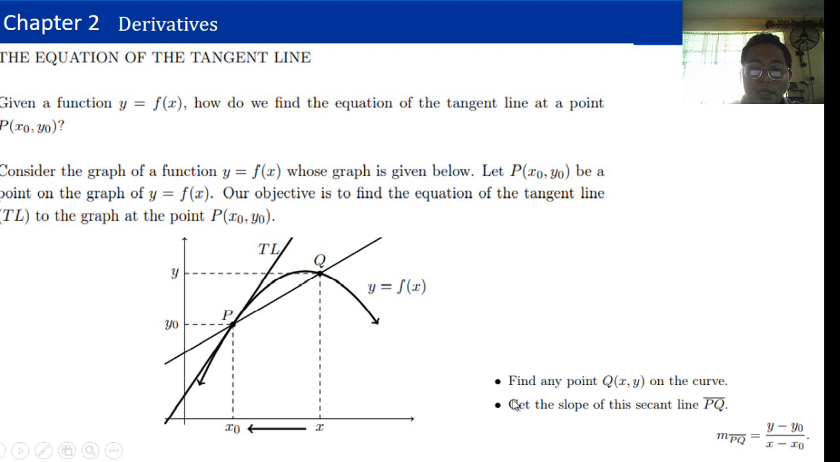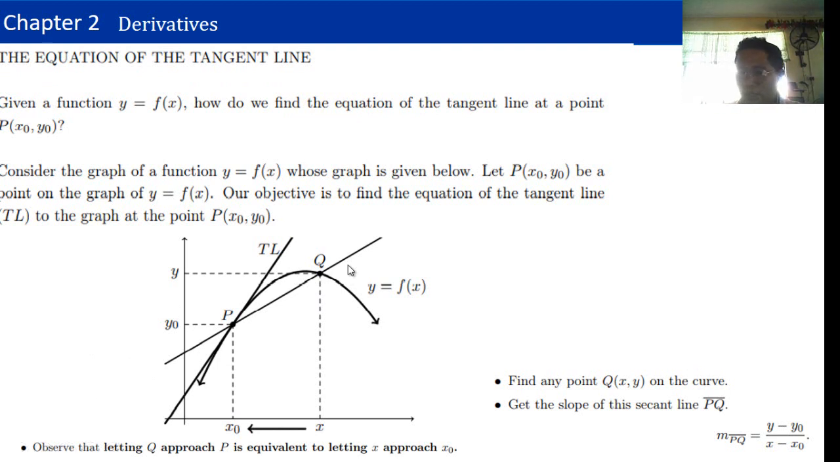And for that, from any point q x sub y on the curve, we can find the slope of the secant line by subtracting the y minus y sub o, that is the rise, okay, over 1, that is x minus x sub o. Y minus y sub o is the difference of this, and x minus x sub o is the difference of this. So we can now just over 1 pa rin. Observing that letting q approach p is equivalent to letting x approaching x sub o. So it means ang equation of tangent line, ang iniisip natin dito is, what if kung ang x dito sa q ay papunta doon sa x sub o?